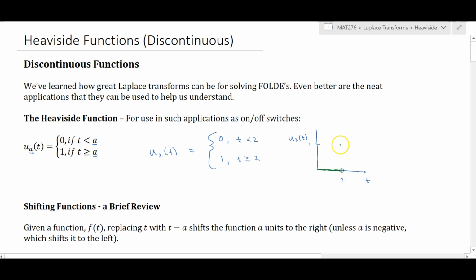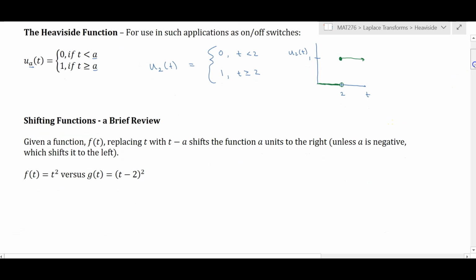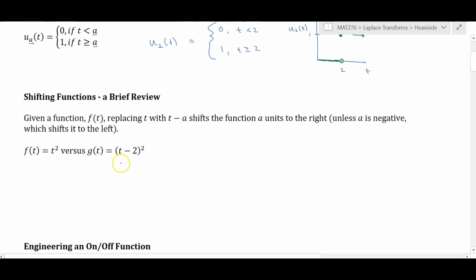And now from time 2, beginning at time 2 and onwards, a signal of an output of 1. And that's essentially it. It's either a 0 or a 1 values that this guy can take on. And you can see that it's piecewise, or what we call discontinuous, because at time t equals a, and t equals 2 in this case, we have a discontinuity. Okay, before we delve any deeper into this, we will want to think about functions and their shifts. Okay, you'll see this in a moment.